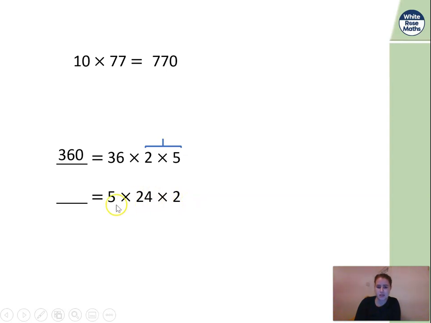Now again, this one looks a little bit more difficult because our 5 and our 2 seem to be split across the question. However, that still doesn't matter. We can still pick those two numbers out and multiply them together, and we can rearrange our number sentence. So if we take our 2 and our 5, let's rewrite that number sentence as 5 times 2 times 24. We know that 2 times 5 is 10, so our new number sentence is 10 times 24, which is 240.